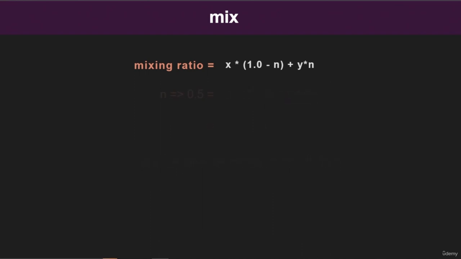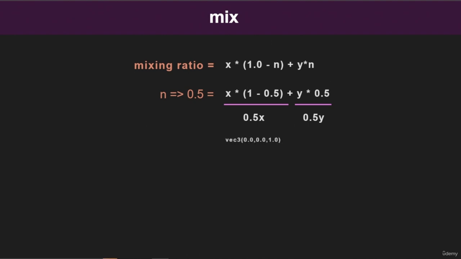Okay, now if the in value equals 0.5, then the equation will be like this. 1 minus 0.5 equals 0.5, so this part is equal to 0.5x, and this part is equal to 0.5y. Now the x value, depending on the previous example, is a vec3(1, 0, 0). When we multiply a number with a vector, we have to multiply that number with each field in the vector. So the final value for the x vector, when we multiply it by 0.5, will be equal to vec3(0.5, 0, 0).